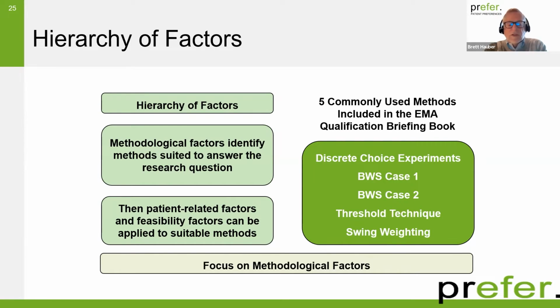So for the remainder of this presentation, we're going to focus on the methodological factors that can be applied to the 5 commonly used methods that were included in the EMA qualification briefing book and that were used in the case studies for IMI Prefer. These methods, as Eline had already noted, are Best-Worst Scaling Case 1, Best-Worst Scaling Case 2, Threshold Technique, Swing Weighting, and Discrete Choice Experiments, which include Best-Worst Scaling Case 3. Next, please.